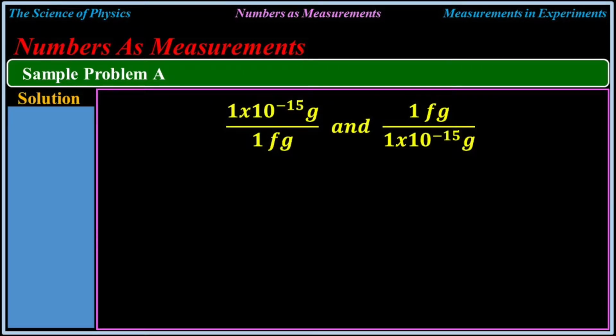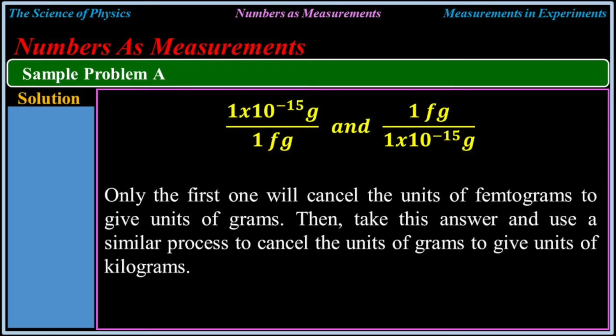And here is 1 times 10 to the negative 15th grams over 1 femtogram, and 1 femtogram over 1 times 10 to the negative 15 grams. Those are your conversion factors. Only the first one will cancel the units of femtograms to give units of grams. Then take this answer and use a similar process to cancel the units of grams to give units of kilograms.